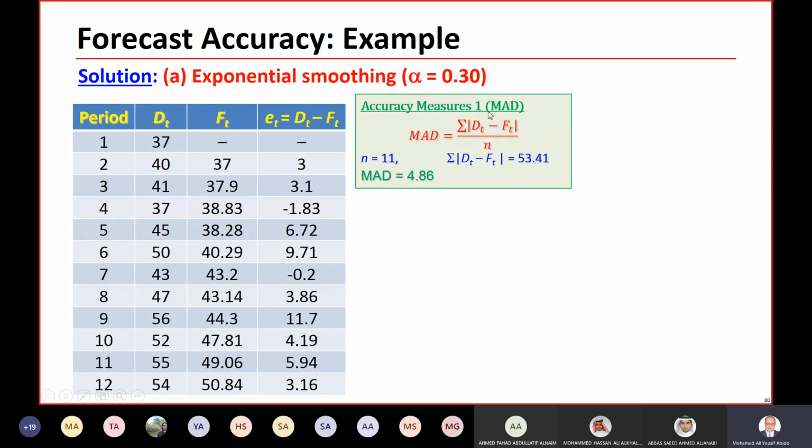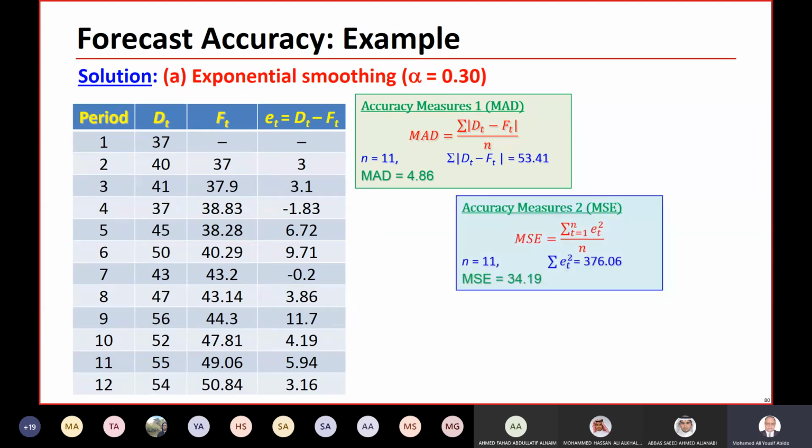So the accuracy measure MAD, mean absolute deviation, is defined as the summation of the error over n. So for the number of periods here, you can exclude this period, as there is no forecast here. So you have here 11 periods. So you calculate the summation of all the absolute values, not the algebraic summation. So these minuses will also be converted to positive. So you add all this up, and this gives you 53.41, and you have a number of periods 11. So you get MAD equal to 4.86. So this is the first accuracy measure for the exponential smoothing.